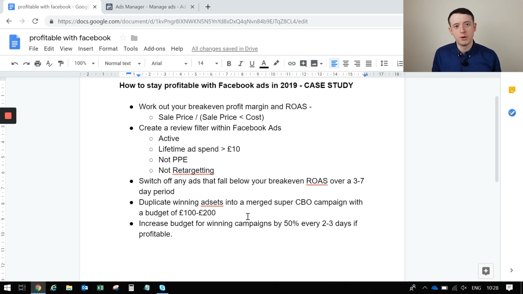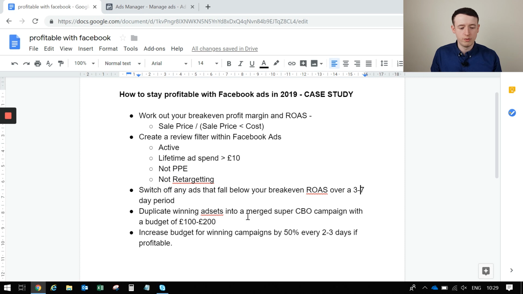You can scale more aggressively on CBO than you would if you were just setting your budget at ad set level. So people are still testing this at the minute. I'm still testing this, but it seems that you can increase by up to 50% every 2 or 3 days, and you can still stay profitable on a CBO campaign. That's like a quick run through of what you need to do. So I'm just going to show you this in practice now.